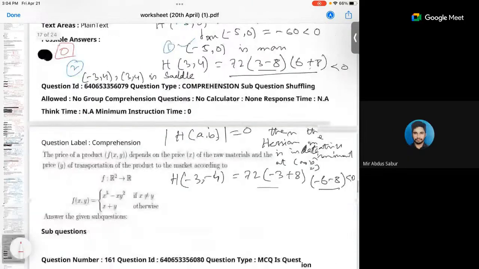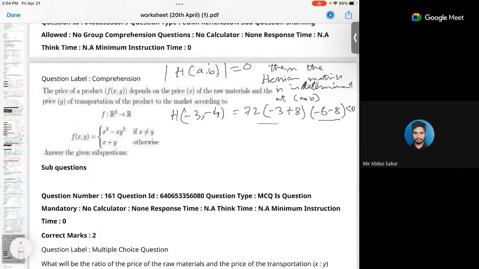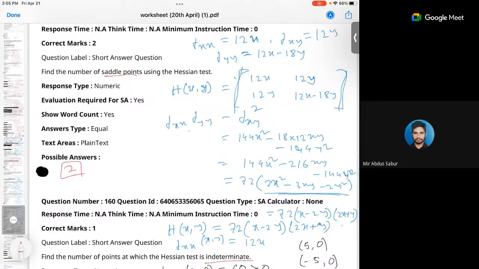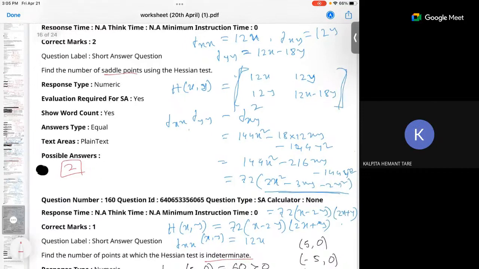So all of you got this question. I am going to the next question. Anyone has any doubt on the previous question? Yes, Kolpita. Can you please explain for minus 5, 0? Why is minus 5 comma 0 a maximum? Do you know what condition must be satisfied for a relative maxima? Yes, the double differentiation should be negative.